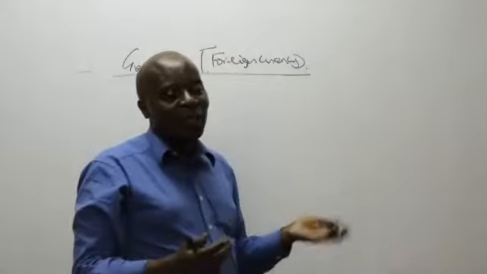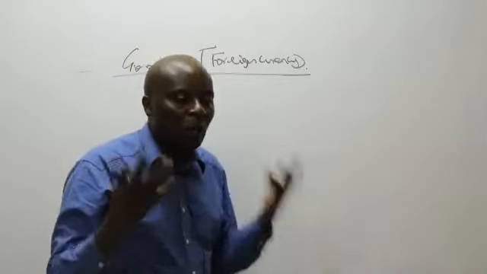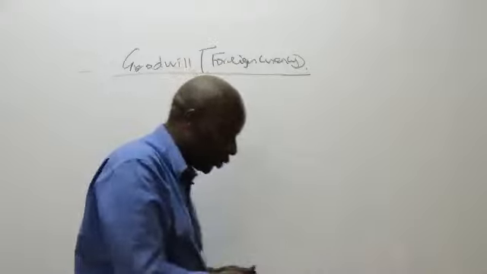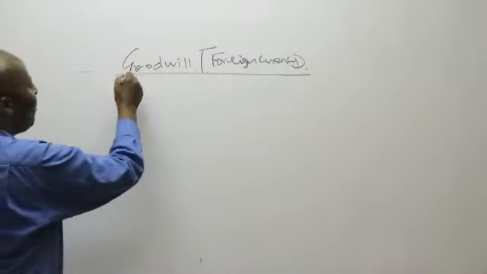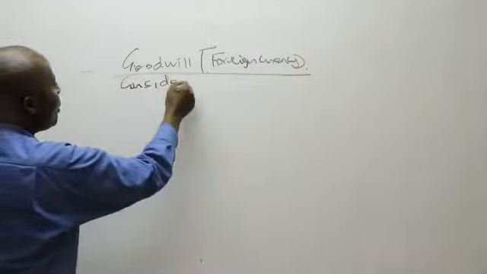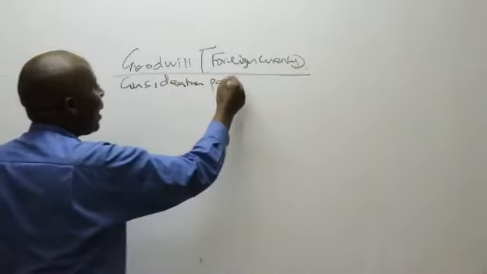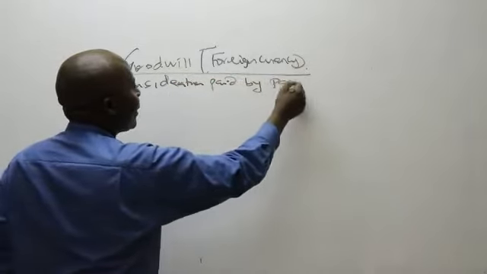Goodwill is the easiest thing. You give us the consideration paid by the two parties. You give us the consideration paid by the parent.